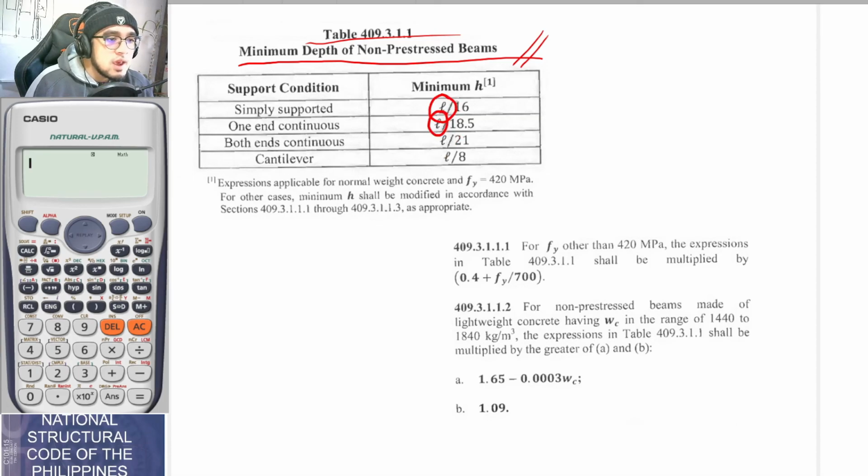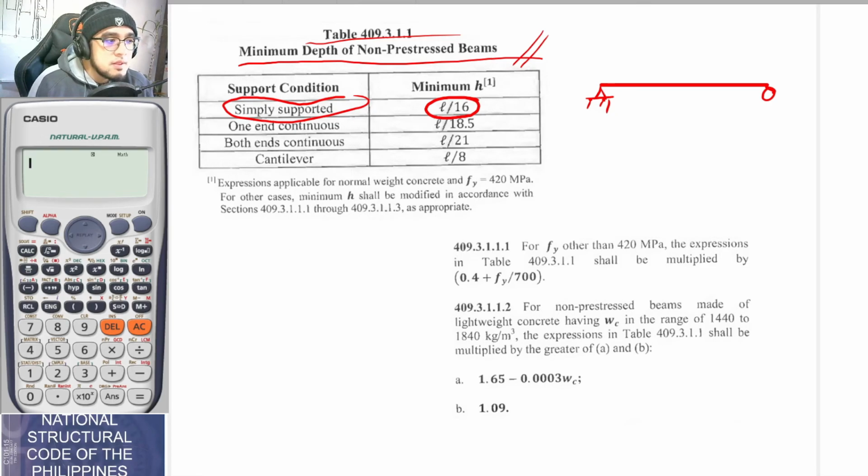Okay, so for example, your support condition is simply supported. So for example, this is your beam, and you are assuming that this one is a hinge and this one is a roller. The minimum depth, so this is the total depth, is L over 16.